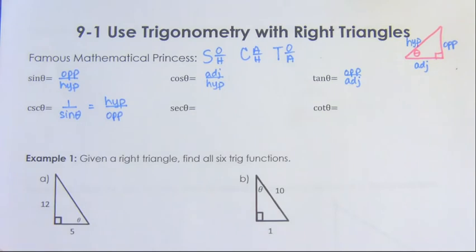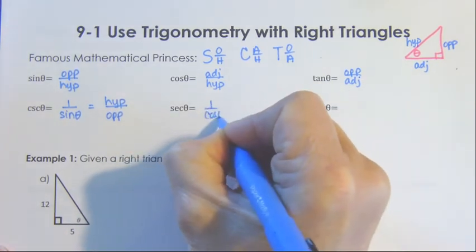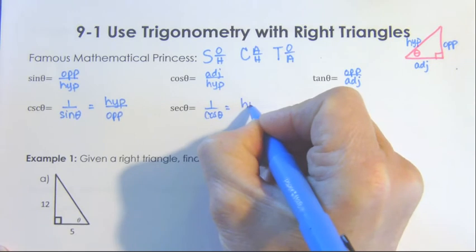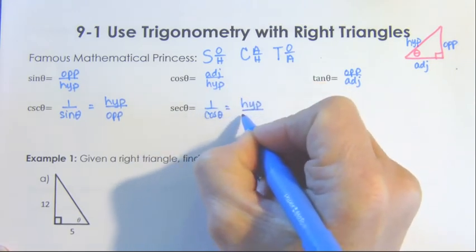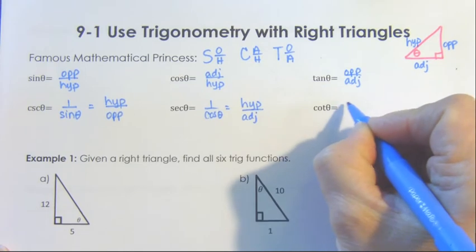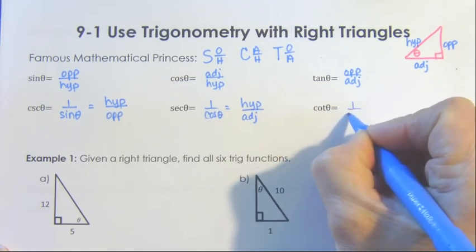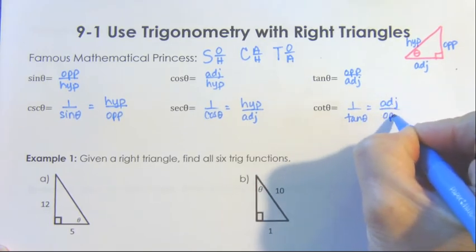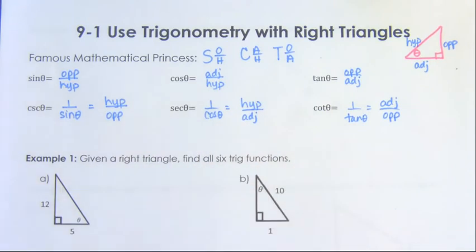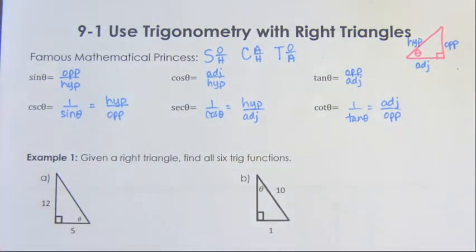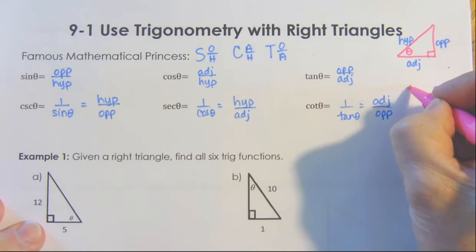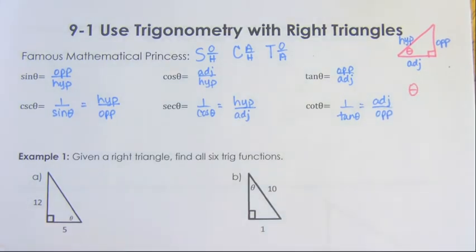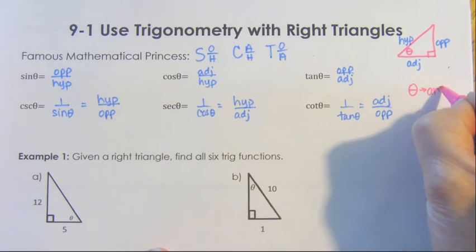Secant is going to be the reciprocal of cosine. I would just flip my cosine, hypotenuse over adjacent. And then similarly, cotangent is just 1 over tangent, or we would say adjacent over opposite. So I'm pretty sure you did not do those in geometry last year, but that is our cosecant, secant, and cotangent. Now, if you want to make a note to yourself, theta is just a Greek symbol, and this is what we're going to use to represent an angle measure.